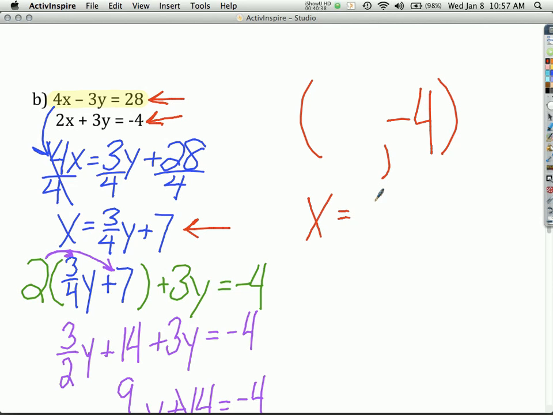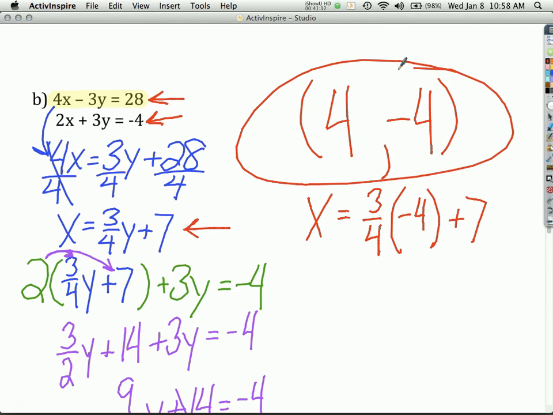X will equal 3/4 times -4 plus 7. That's all mental math, because this and this make it very easy. Zavari, you're on a roll. Let's see if it continues. 4. Brian? Yeah, comes out to 4. This cancels this, but becomes a -1. That's a -3 plus 7. You have 4. And so the ordered pair is 4, -4.